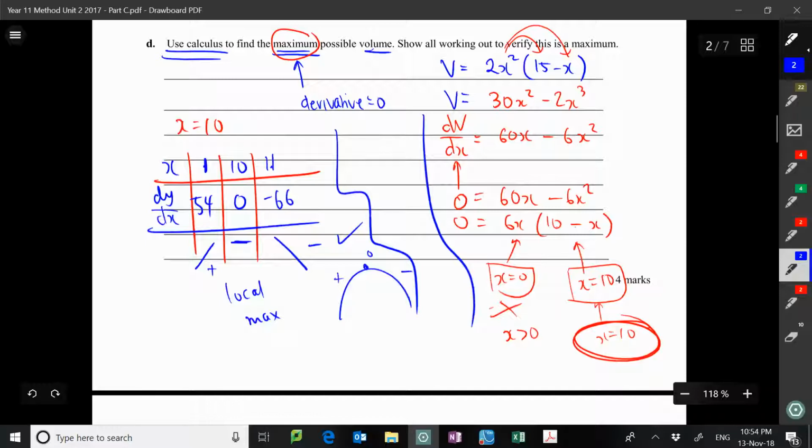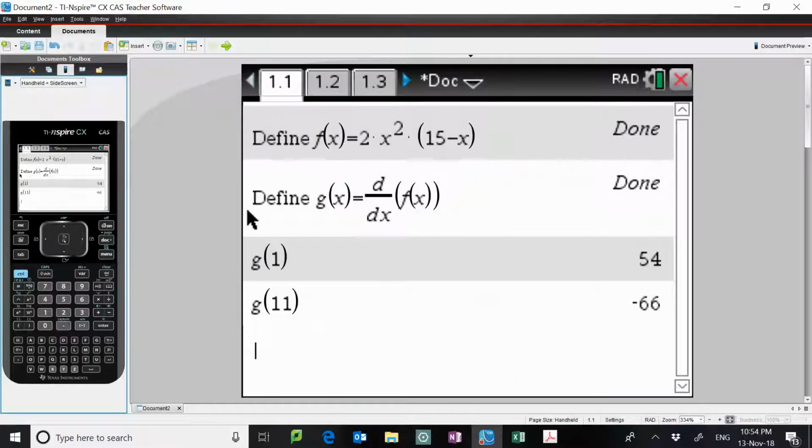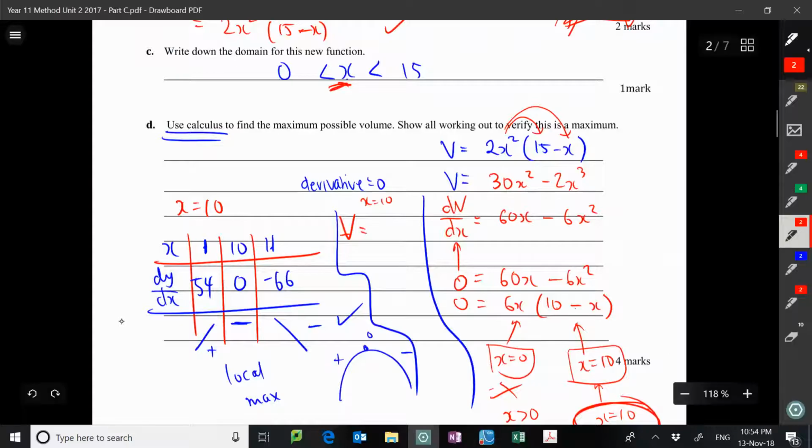But I haven't answered the question. The question was find the maximum area, possible maximum area. So area is equal to, oh, not area, volume. Volume is equal to, now since you know at x equals 10, you get the max volume. Go back to your CAS, then f of 10, sub 10 into the equation, and you get 1,000. You see, so x equals 10, then you can do 1,000 there. That's okay to do. Okay, if you get up to that point, you can do that. That's okay.